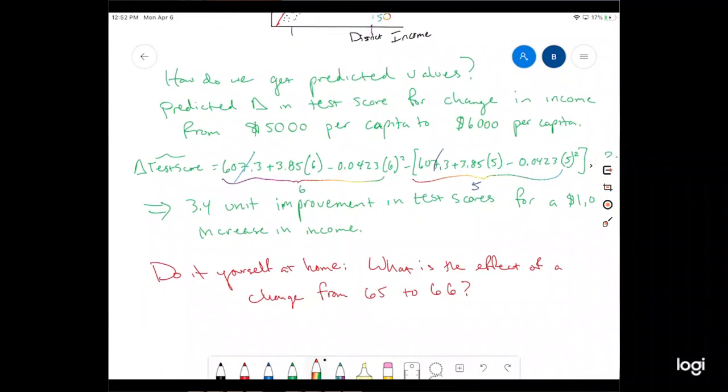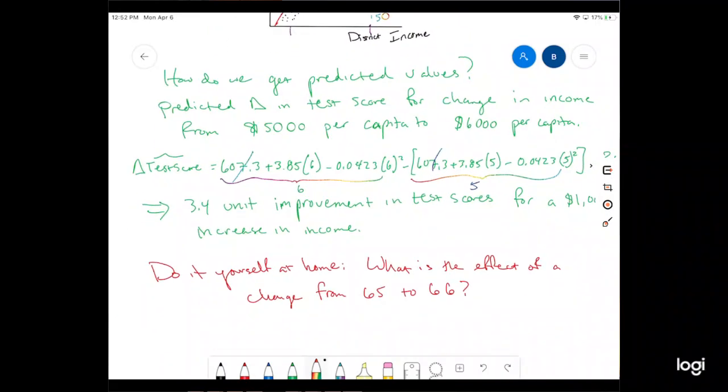So here's a do-it-yourself at home problem. What is the effect of a change from $65,000 to $66,000 per capita? You're going to take this equation, this one that I'm starring here, and just plug in 65 and 66 and see what you get. So pause the video and see what you get. If you got something negative, then you got the right answer.